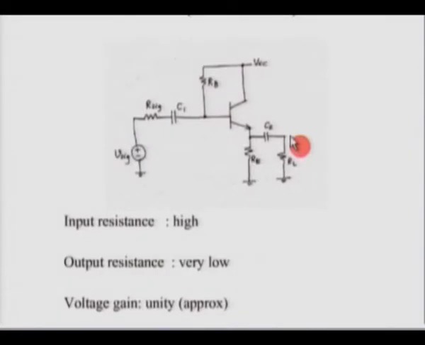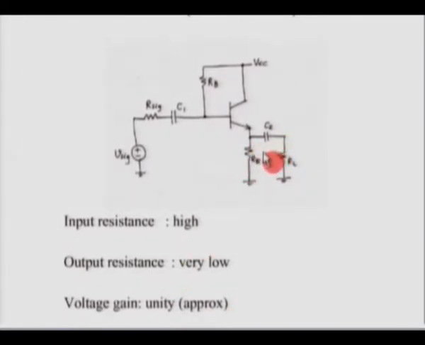Please recollect that both for the common emitter and the common base, the output was taken from the collector, and the collector terminal was a current source. We had a controlled current source there, and because of that you had a high resistance there. Whereas here you are taking the output from the emitter, and we know that the impedance looking into the emitter is quite small. So in this case the output resistance is quite small.